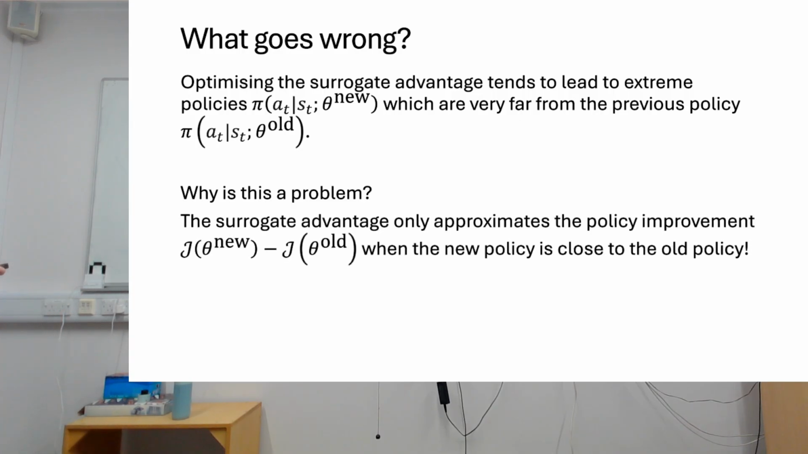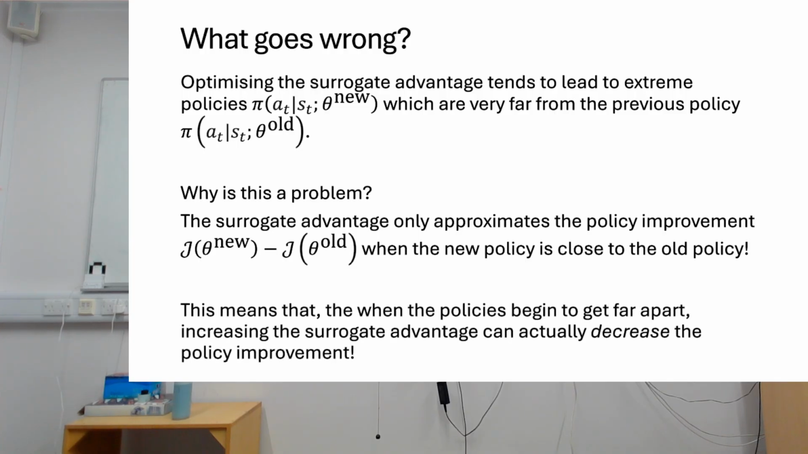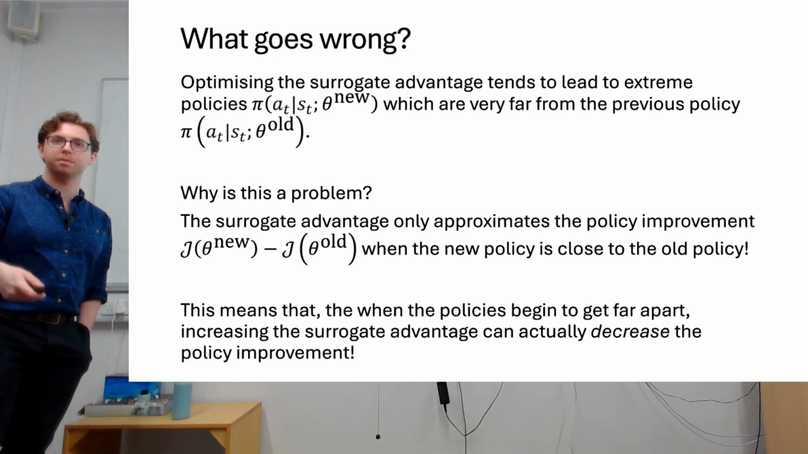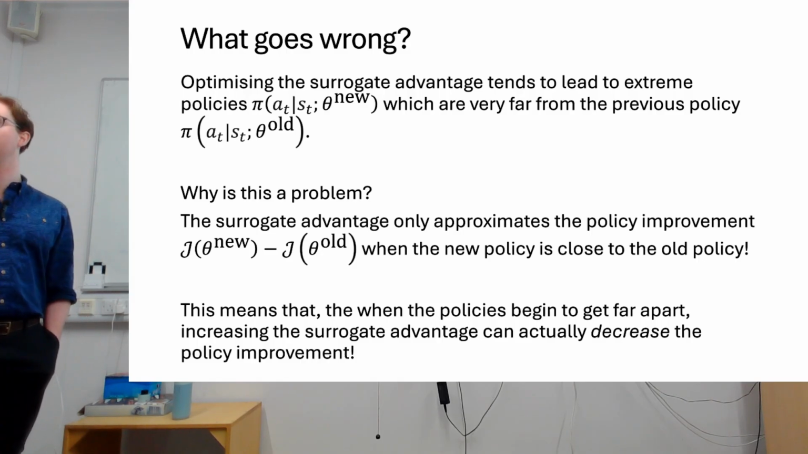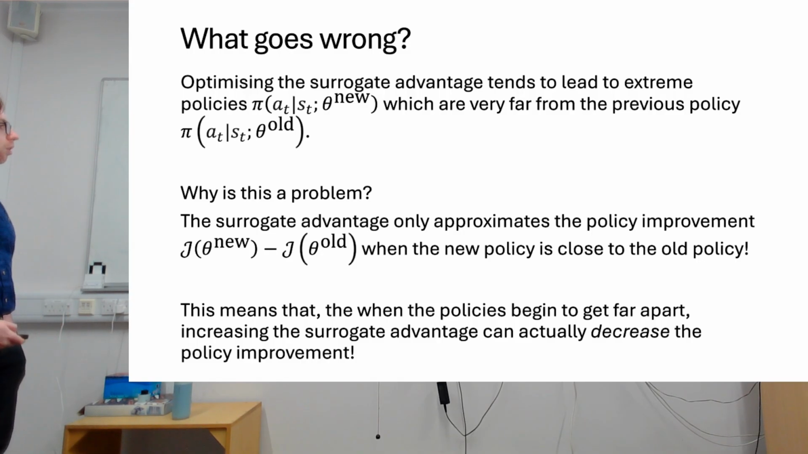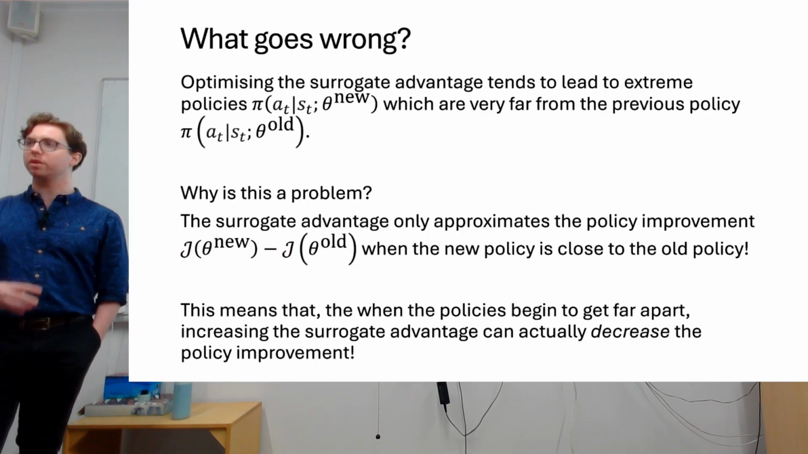And so the surrogate advantage only approximates policy improvement when the policies are close, and if you end up with policies that are far apart, then optimizing the surrogate advantage can actually decrease this thing, right? So you actually end up doing worse. And that's what you would see in practice. If you just keep optimizing this, you'll get rapid collapse of the policy and you would end up doing worse overall. Okay, so any question about this before we cover the solution? How do you fix this problem?